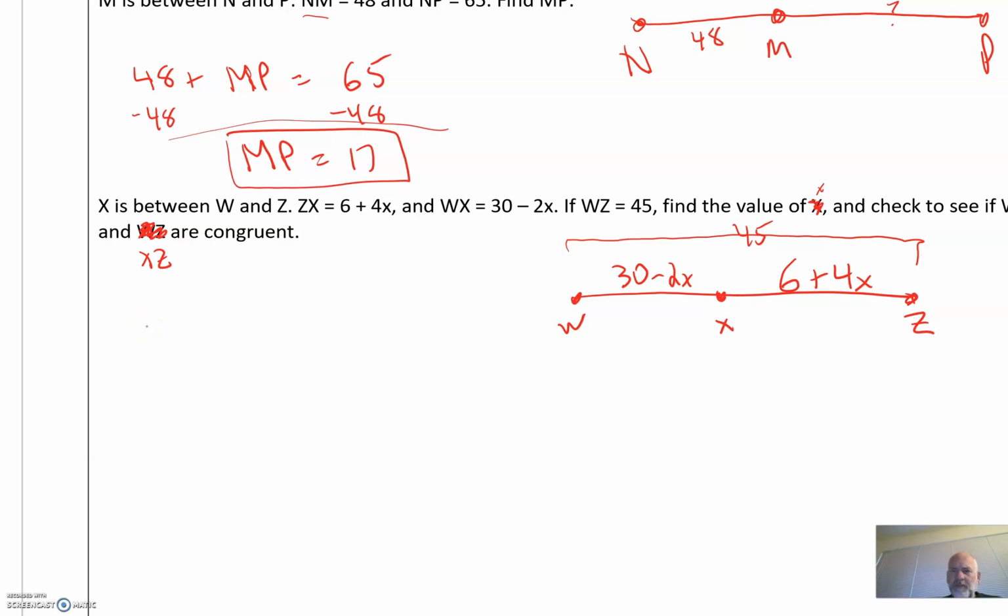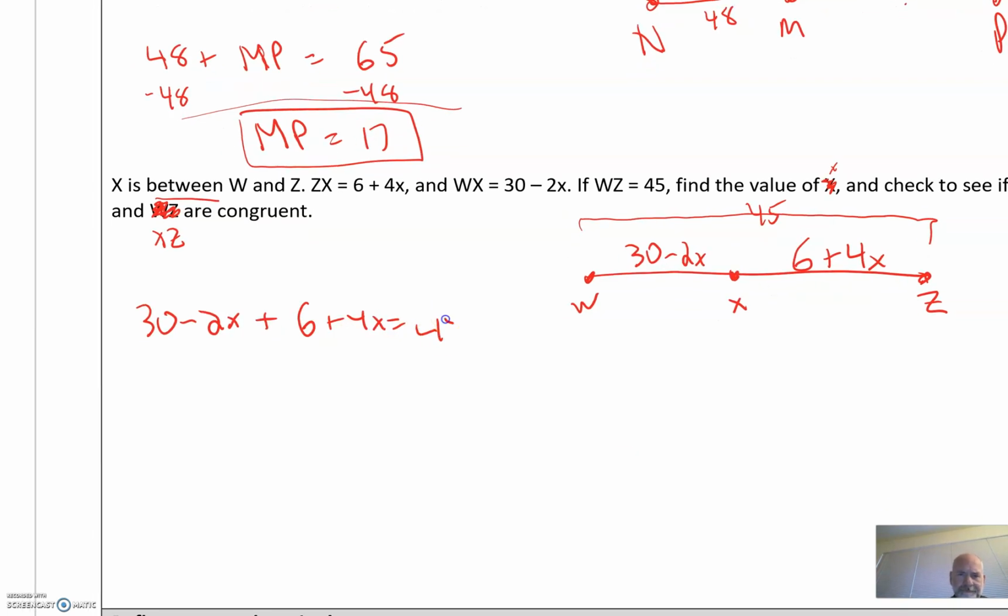So, all right, the two little ones add up to the big one because they're collinear, because it said between. Cool. So 30 minus 2x plus 6 plus 4x is equal to 45.